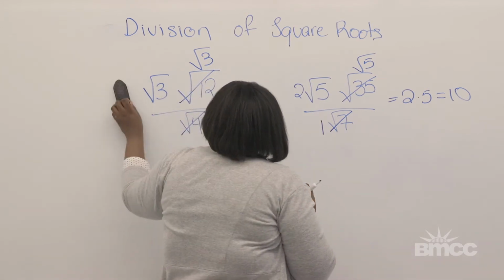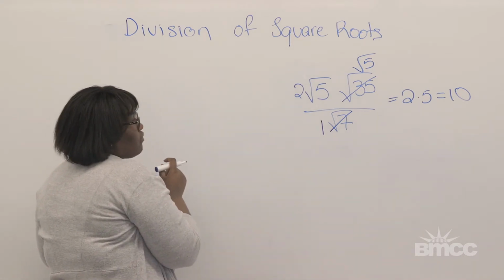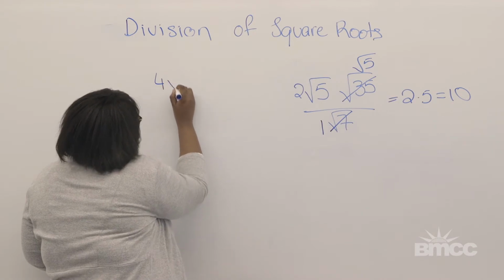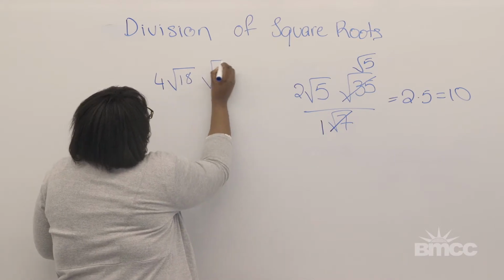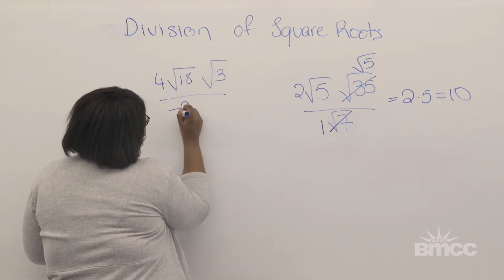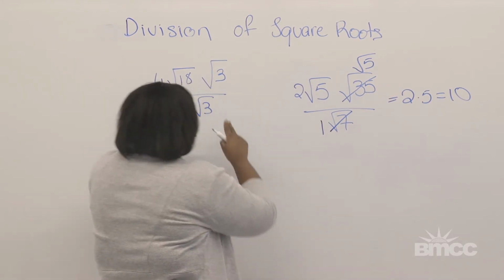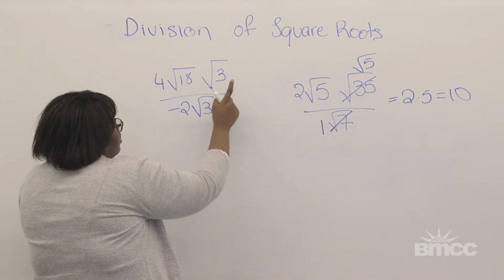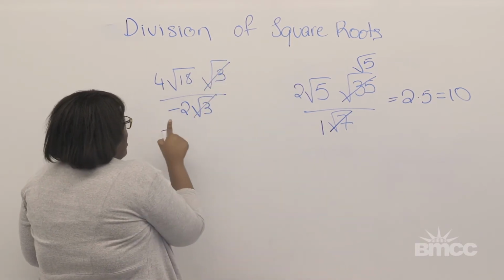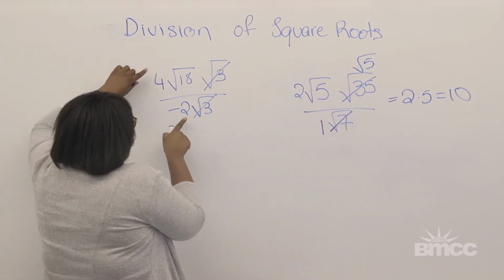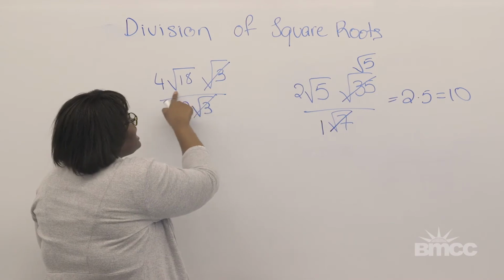Now if we were to have 4 times the square root of 18 times the square root of 3 over negative 2 times the square root of 3. So here, as you can see, we both have the square root of 3 on the top and the bottom. So we can cancel these out. Now here we have negative 2. We can only cancel out negative 2 with the 4 because it is outside the radical. We can't cancel it out with the 18.